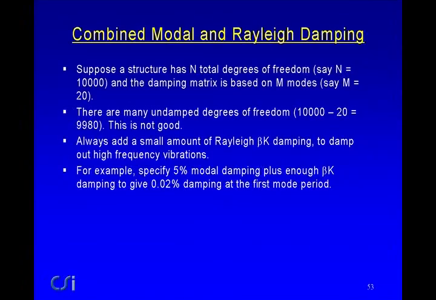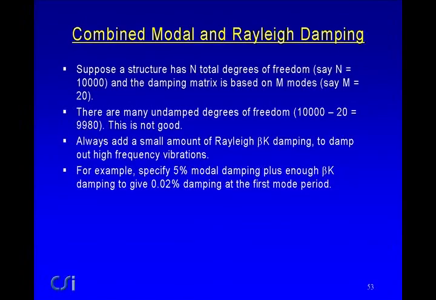So you can do this. If you do that, you're not damping every degree of freedom in the structure. You are damping a certain number of modes. And what this says is that suppose you have a structure with n total degrees of freedom, say 10,000, and you damp out, say, 20 modes. Well, that means there are 9,980 degrees of freedom which are completely undamped. It's not a good idea to have undamped degrees of freedom floating around. They can create problems for you numerically.